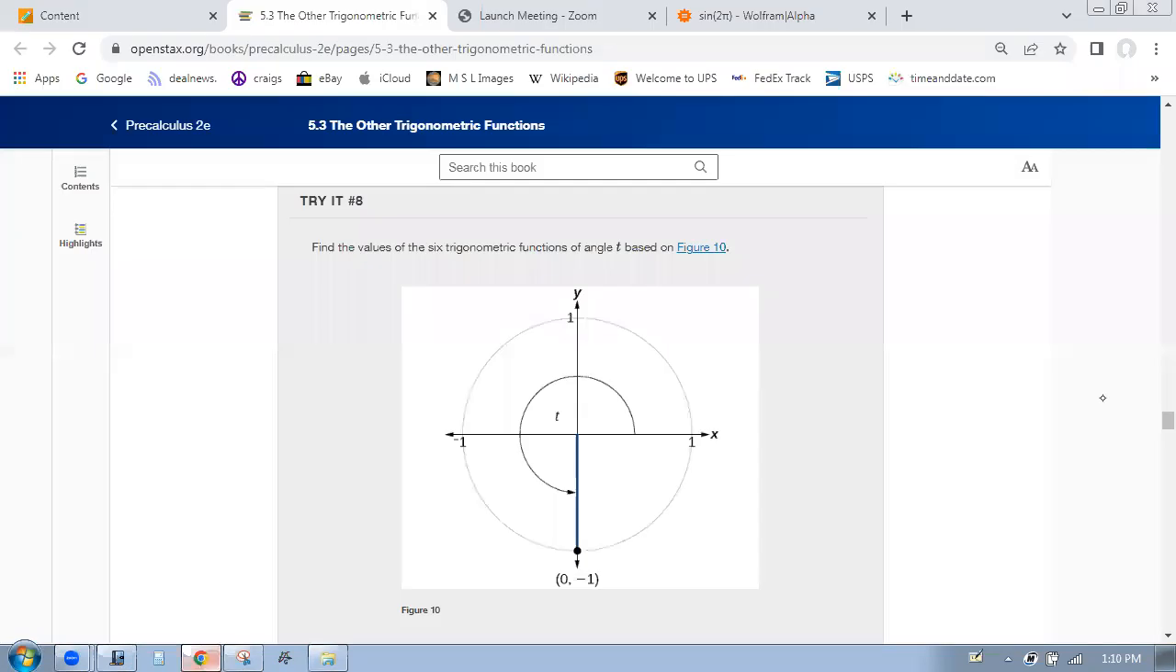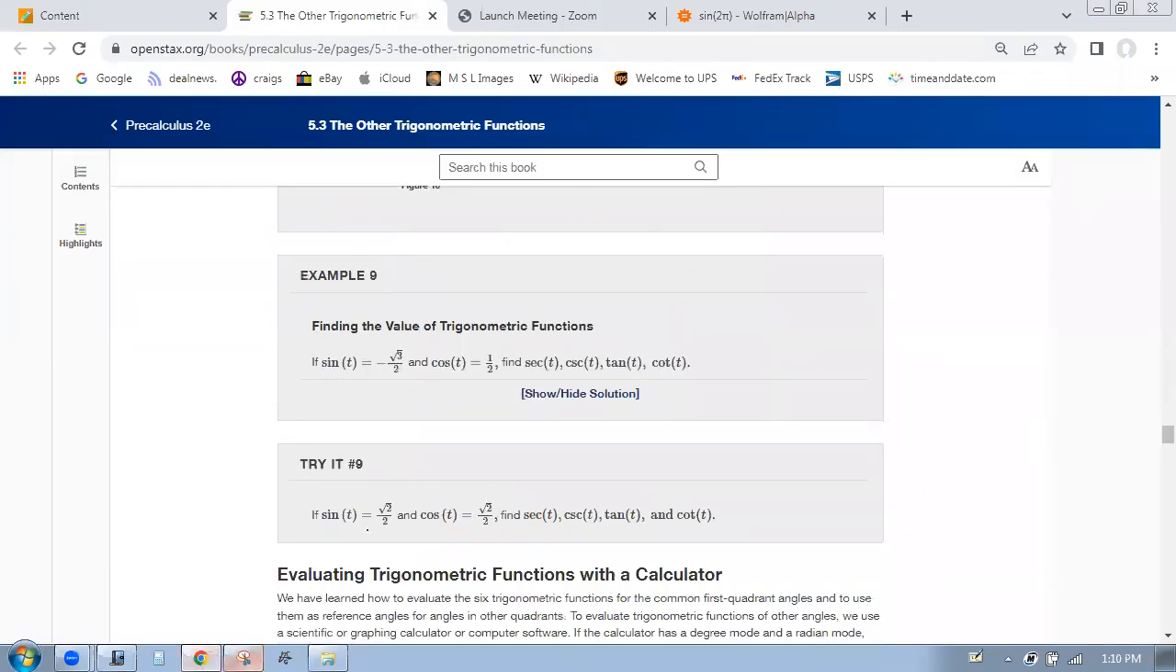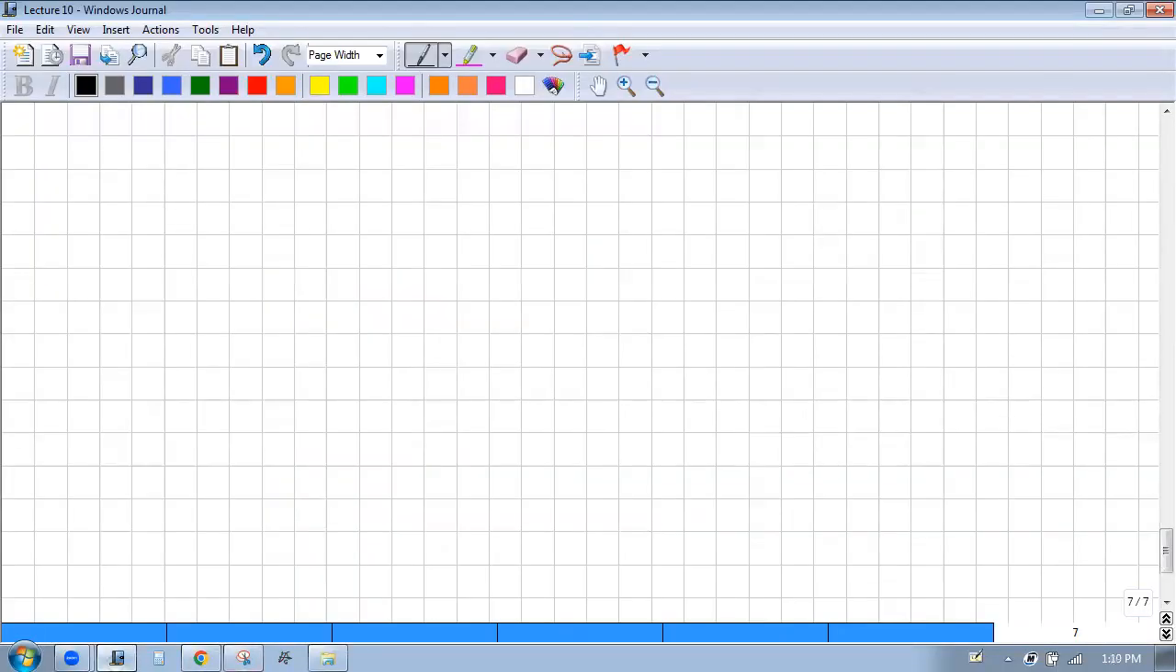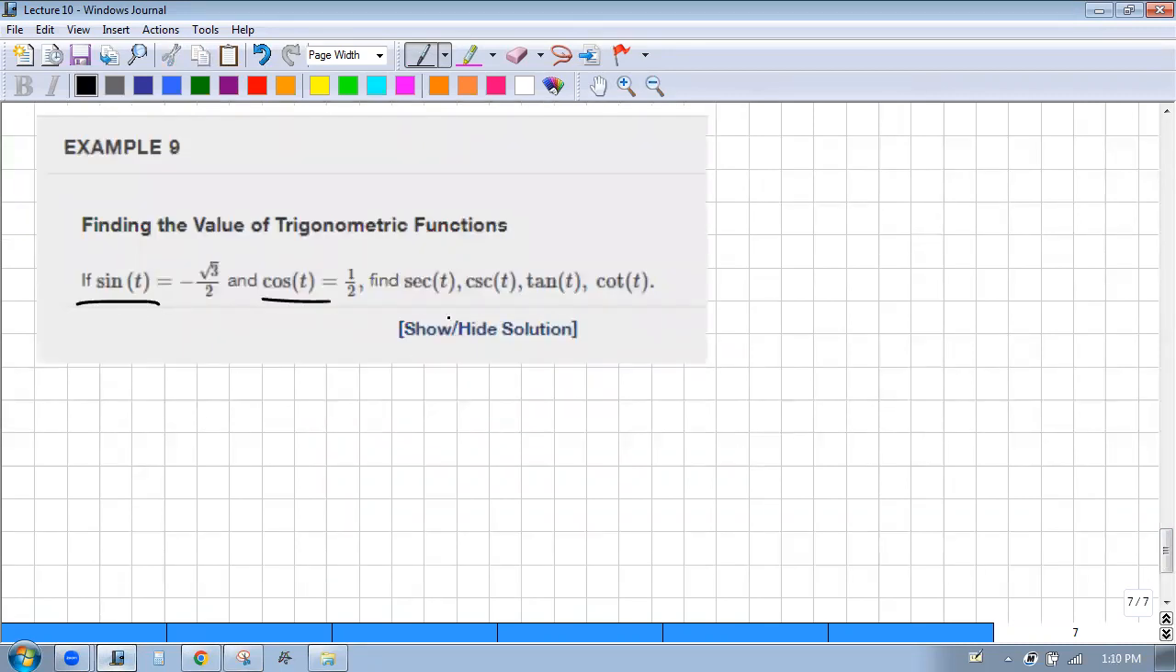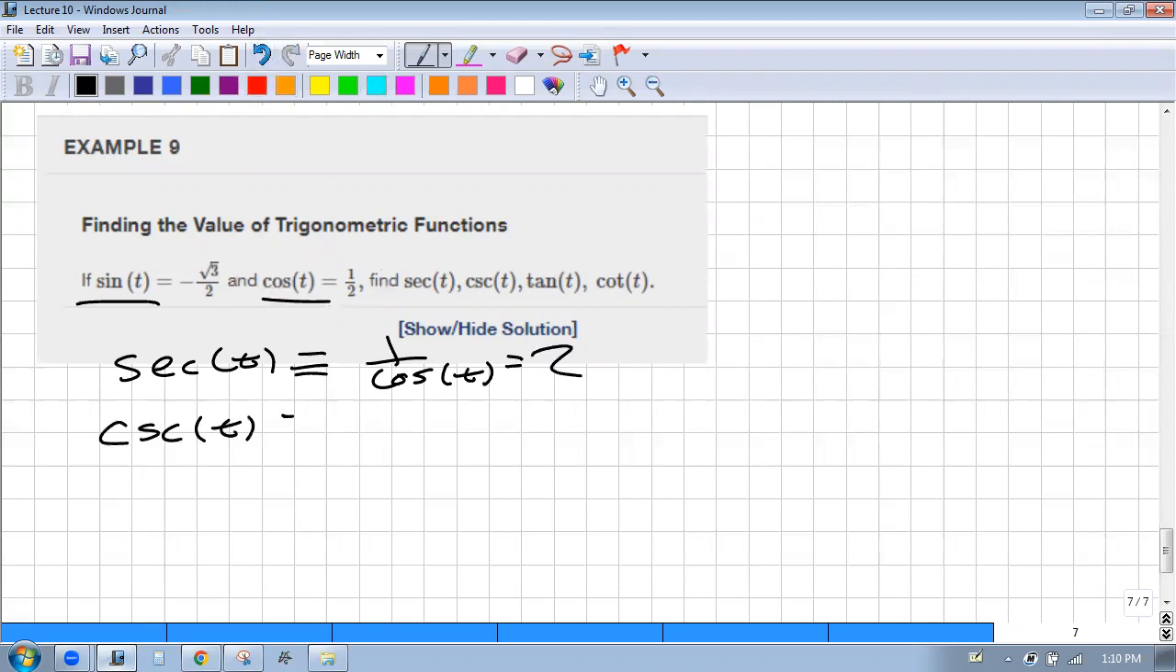So that's a real easy one, right? Let's see what we got here. Here's more of the same boring stuff. Oh, instead of giving us a coordinate, they told us what sine and cosine is. Fine. Secant is always 1 over cosine. So if this is cosine, 1 over that's just 2. Cosecant is always 1 over sine. There's sine, so if we flip that over, we get this, which we could multiply the top and the bottom by √3 if we wanted to.